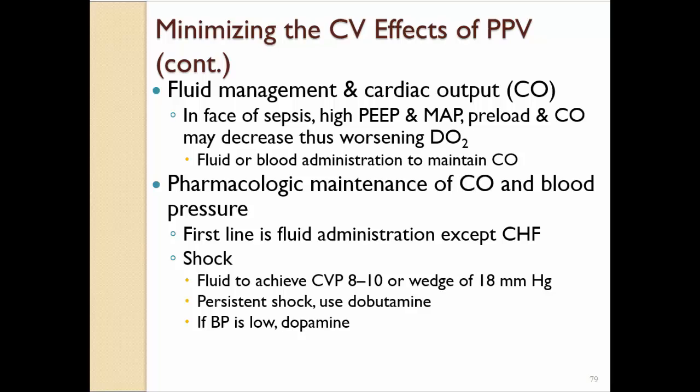In shock, you use the fluid to achieve a CVP of 8 to 10 or a wedge of 18. For persistent shock, use dobutamine, which increases the strength of the contraction in the heart. And if blood pressure is low, you use dopamine.